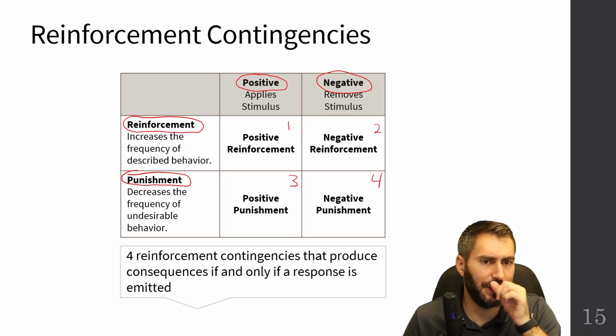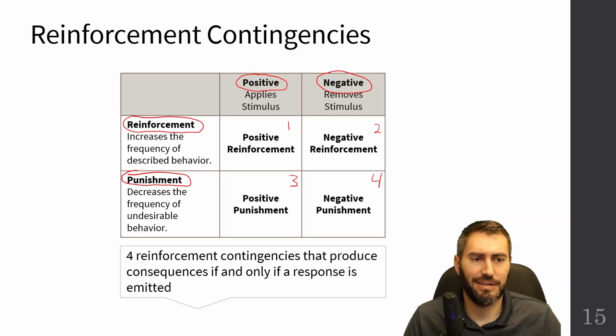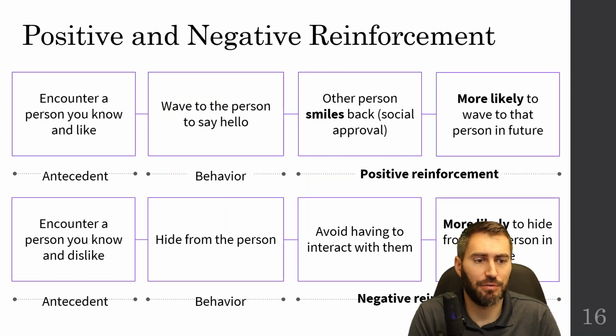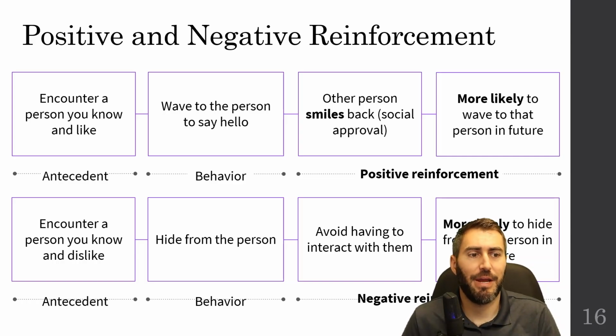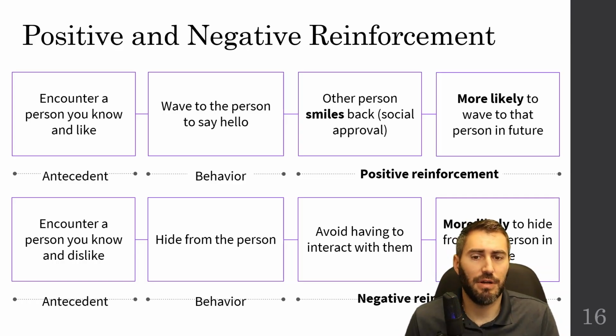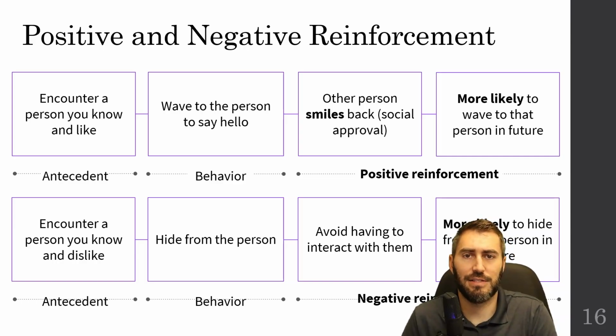Let's talk about each of these and break them down to see how they work. Let's first talk about positive and negative reinforcement. Remember, reinforcement is all about increasing the behavior that we want to see. We'll talk about positive reinforcement first. Maybe the behavior is that you want to wave and say hello to a person. We have some antecedent, something that happens first. Maybe we encounter some person that we know, and let's say we like the person. So we wave to the person, we say hello, and that's our behavior.